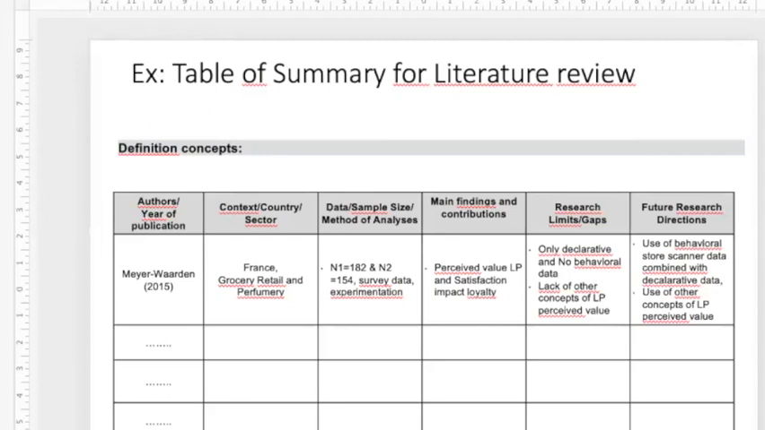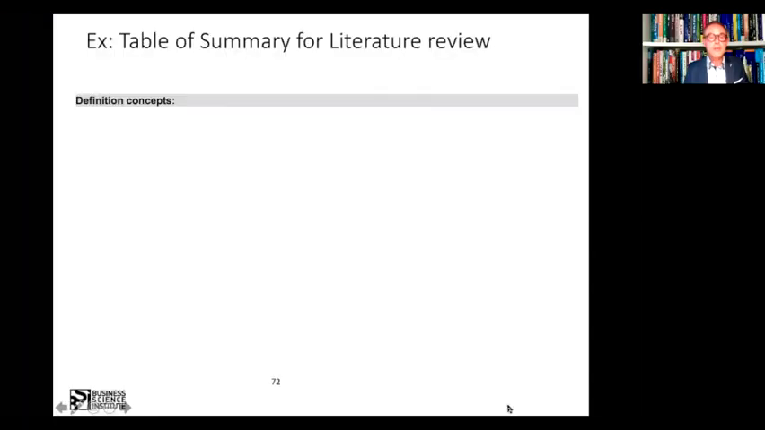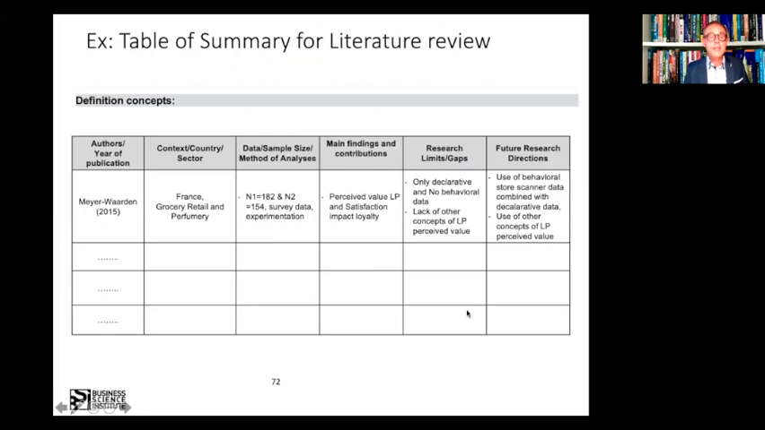In the following, we will see some other tables, more extended tables, to do a literature review. Here you can see an example of an extended summary table for a literature review. In the first column, you should put the authors and the years of publication, for example, Meyer-Warden 2015. Then in the next column, you put the context, country, and the sector. So, for example, the study was done in France, grocery retail, and perfumery.